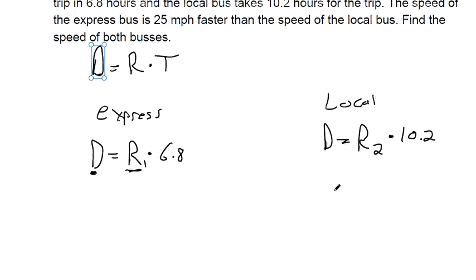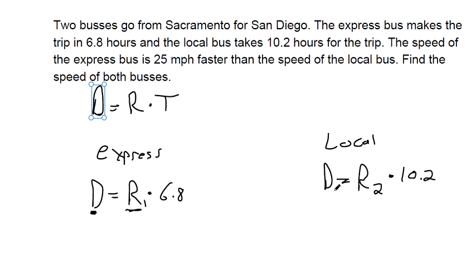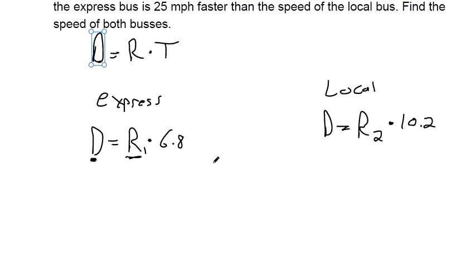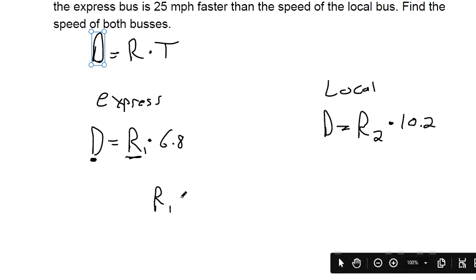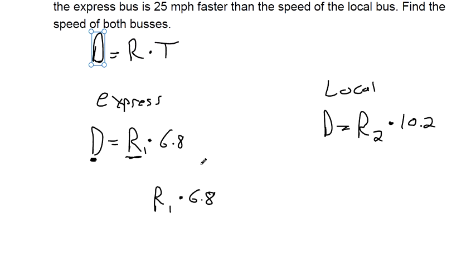So these two distances should equal each other, right? Because the distance from Sacramento to San Diego is the same whether you take the express bus or the local bus. So we can set these two things equal to each other. We can say that the distance of the express bus, which is R sub 1 times 6.8, the express bus equals the distance of the local bus.